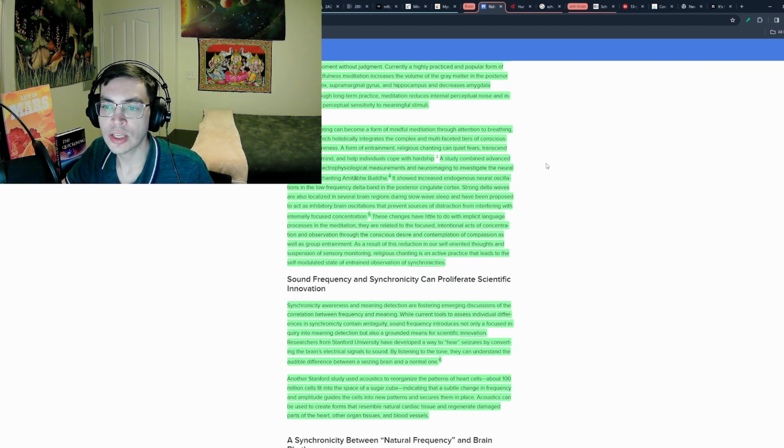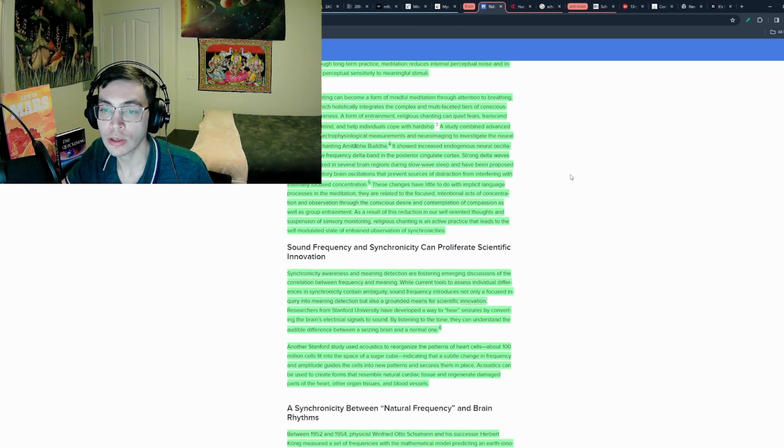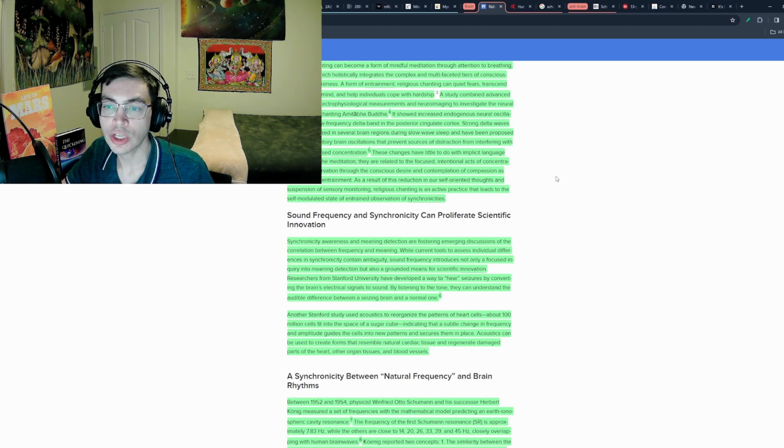It showed increased indigenous neural oscillations in the low-frequency delta band and posterior cingulate cortex. Strong delta waves are also localized in several brain regions during slow wave sleep and have been proposed to act as inhibitory brain oscillations that prevent sources of distractions from interfering with internally focused concentration. These changes have little to do with implicit language processes in the meditation. They are related to the focused, intentional acts of concentrating and observation through the conscious desire of contemplation, of compassion, as well as group entertainment.